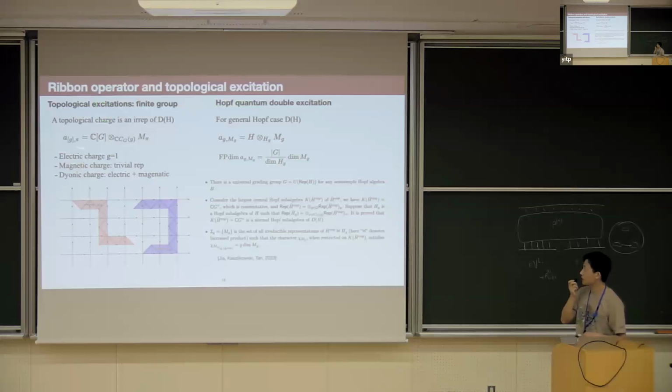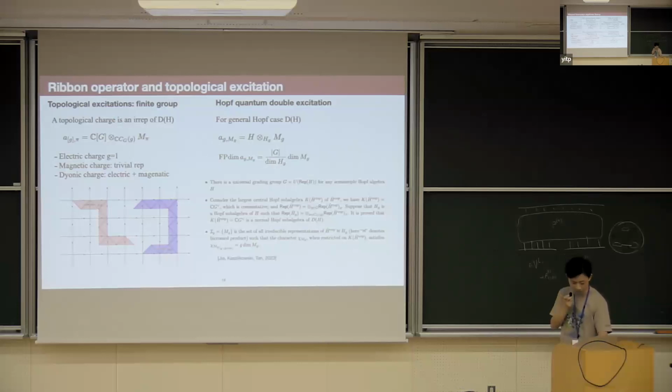And for the topological excitations, we know that for a finite group, the topological excitation is classified by the conjugacy class and the representation of the centralizer of this G. But for the Hopf algebra case, we can find a very similar structure, but it's more complicated. We know that for the group case, we must generalize this into a mathematical form, which is just the CG tensor product MG as a representation, and this CG is also an algebra in such a mathematical form. And the conclusion is just that we can have a very similar structure as the finite group case. So in this case, we can divide the electric charge, magnetic charge and dyonic excitations.